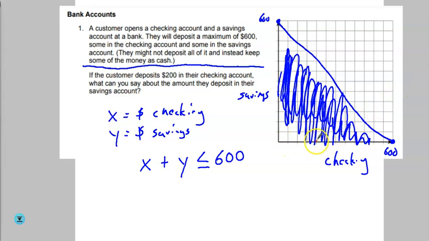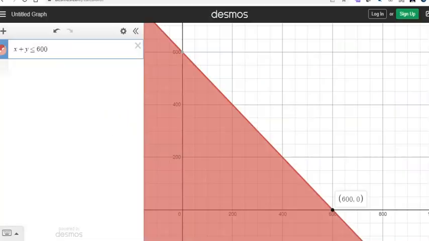So 200 would be right about here. So this line straight up represents all the deposits that are possible if the person deposited 200 in their checking account. What can you say about the amount of deposits in their savings account? I'm going to look at it on the graph also.